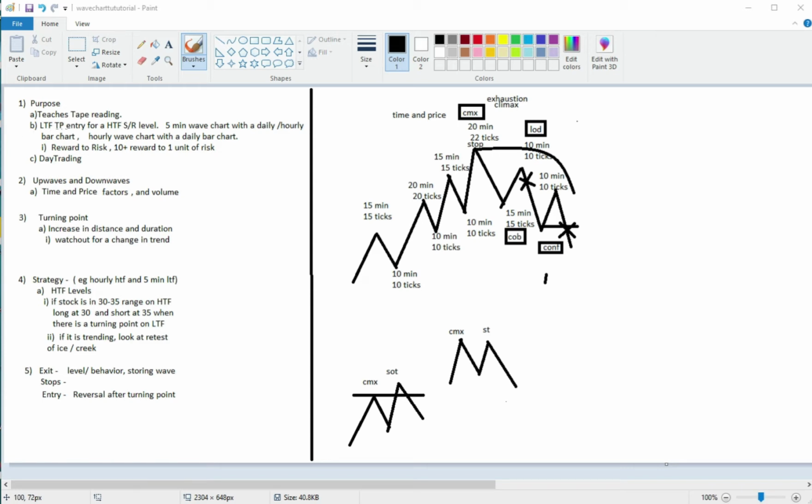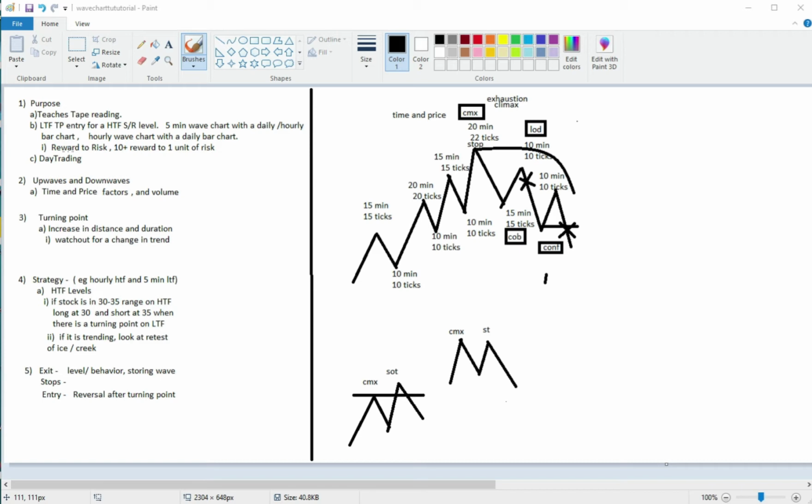And the second purpose was to allow for lower time frame entry into a higher time frame support and resistance level, because the risk on the wave chart is much smaller. So it was designed as a lower time frame entry mechanism. He used 5-minute charts along with a daily, and he basically explained that the reason to do this was to get big reward for little risk.